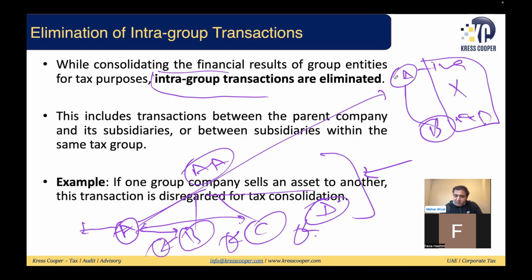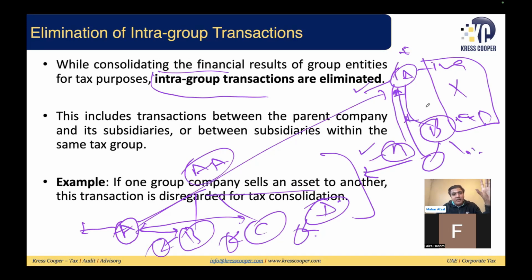In the same way, if A is transferring any assets or liabilities to B, they will be removed from A's books and added in B's books as per the accounting standards. But for tax purposes, this entry will be discarded as well. Similarly, suppose company B is in valuation services and is providing valuation services to A. One company will be booking income, the other will be booking expense, and this transaction will be eliminated.